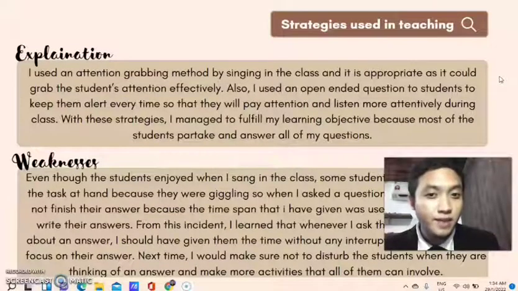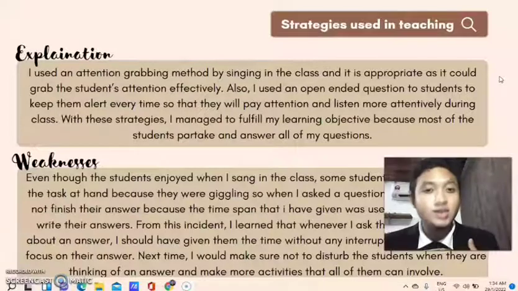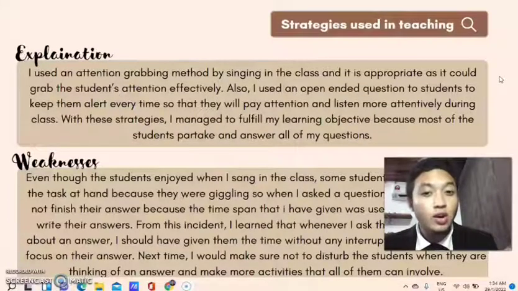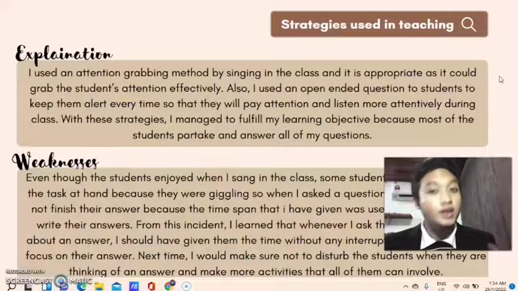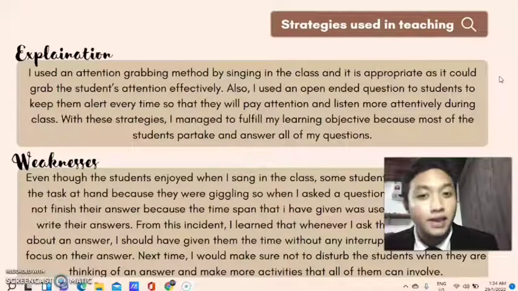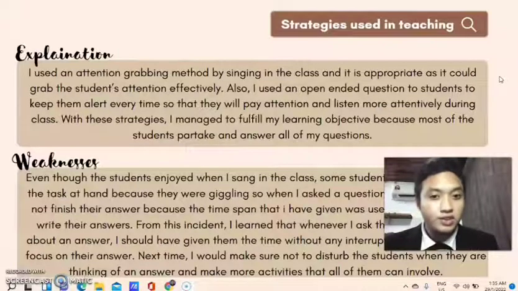Moving on to the second aspect, strategies used in teaching. The strategies used were appropriate as I, the teacher, tried to grab my students' attention by singing, and it went very well as the students seemed to enjoy it. Also, I used open-ended questions from time to time to make sure all of my students paid attention during class. With all these strategies, I managed to fulfill the learning objective because most of the students partook in the activity and answered all of the questions given.